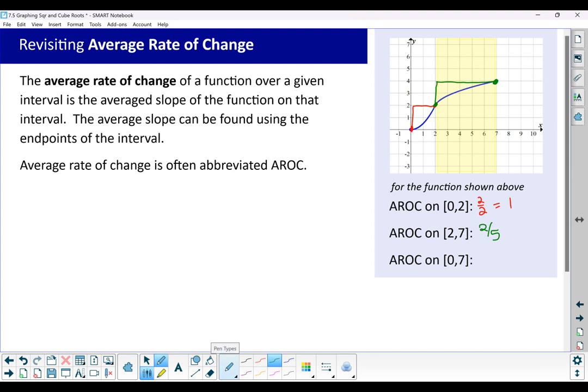And then our last average rate of change at the bottom is for the entire interval from 0 to 7. For that interval, we would use this starting point and the ending point is here, and it's going up 4 over 7. So it definitely grows faster between 0 and 2 than it does between 2 and 7. All right.